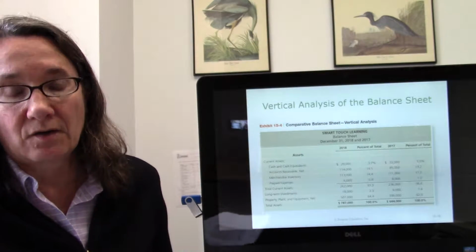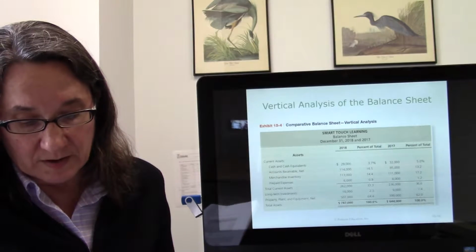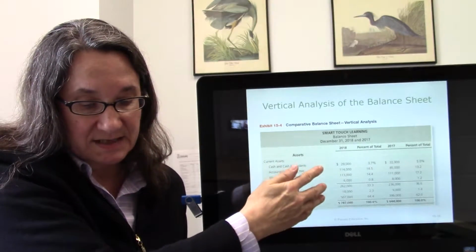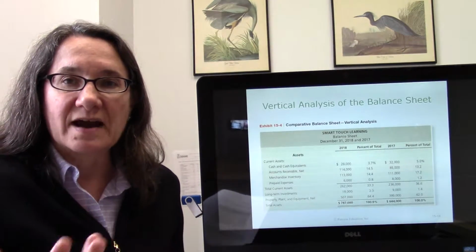So you do that for the whole balance sheet, and it's telling you, do they have a lot of current assets or do they have a lot of plant assets? What's their asset structure?